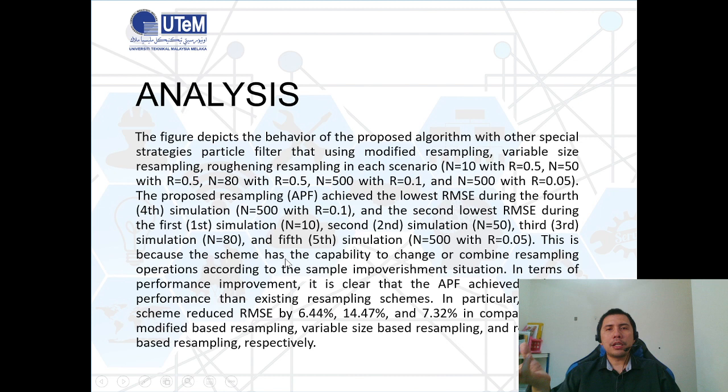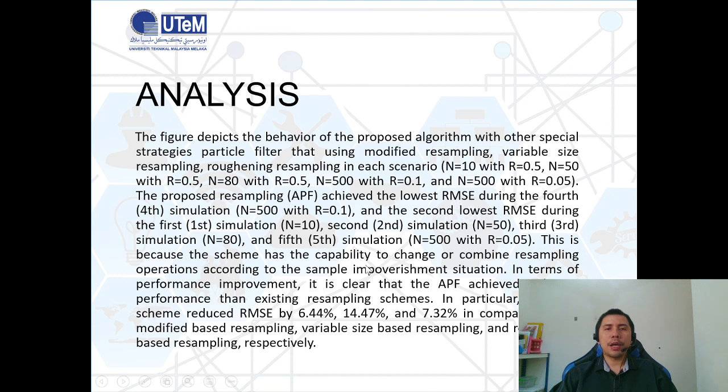Okay, so as analysis, we depict the behavior of the proposed algorithm with other special strategy particle filters that use modified-based resampling, variable size resampling, and roughening resampling in different scenarios. Okay, so this is the scenario. The proposed resampling, which is APF, achieves the lowest RMSE during the fourth simulation and the second lowest RMSE during the first, second, third, and fifth simulations.